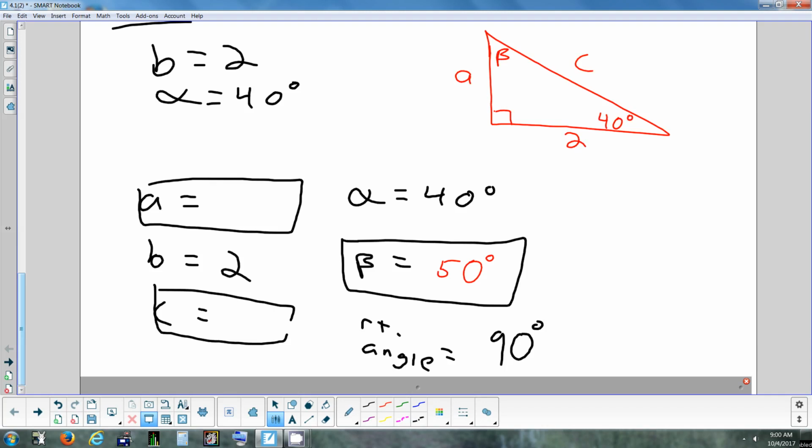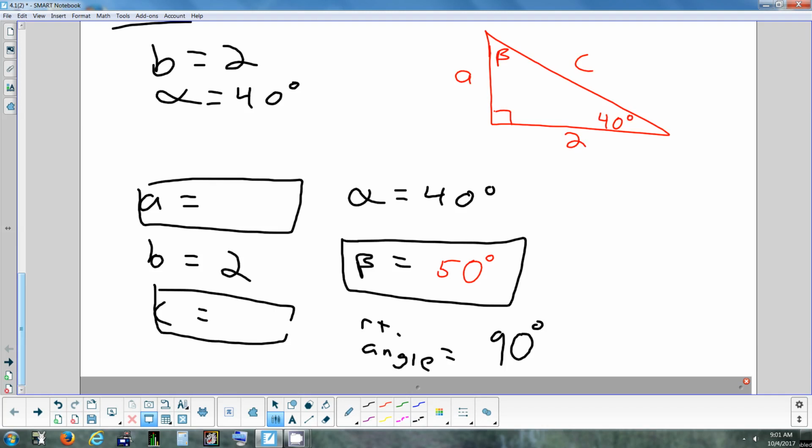All right, now to find A and C, we have to pick an angle, not the right angle. You can't use the right angle. But you have a choice. You can use one of these other 2 angles to find A, and you're going to use one of these 2 angles to find C. Now, technically, you could use either one, and it would work. But which angle do you think is better to use? The 40 or the 50?